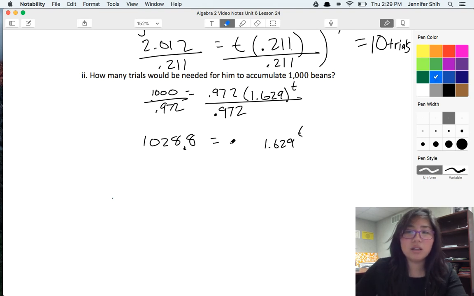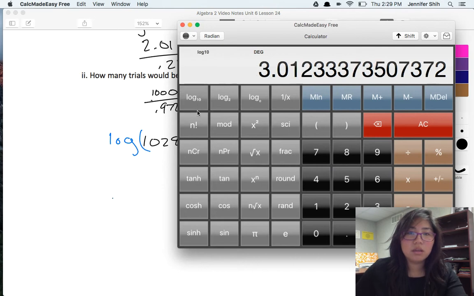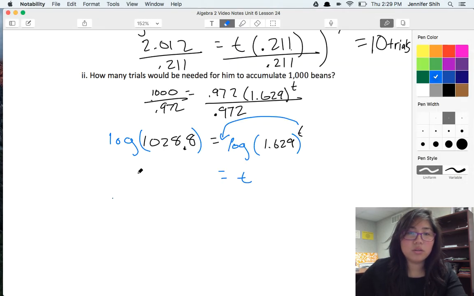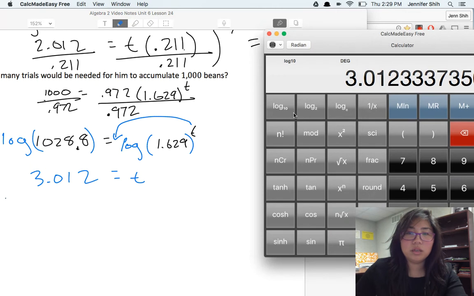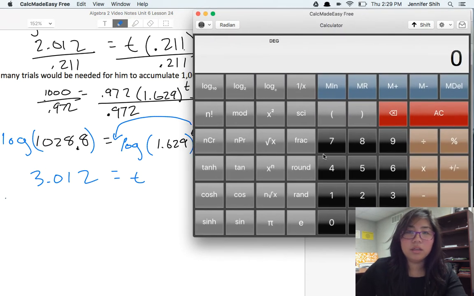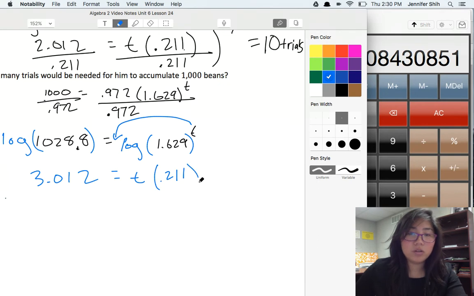Great. I'm going to take the log of both sides. This t is going to move to the front, which is awesome. Then I'm going to calculate this left-hand side: 3.012. And then this guy here, 1.629, log 0.211. Notice I'm not writing a million decimals.